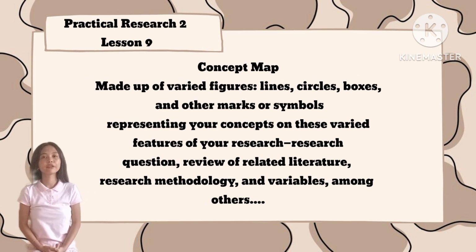A concept map is made up of varied figures, lines, circles, boxes, and other marks or symbols representing your concepts on these varied features of your research: research question, review of related literature, research methodology, and variables, among others.